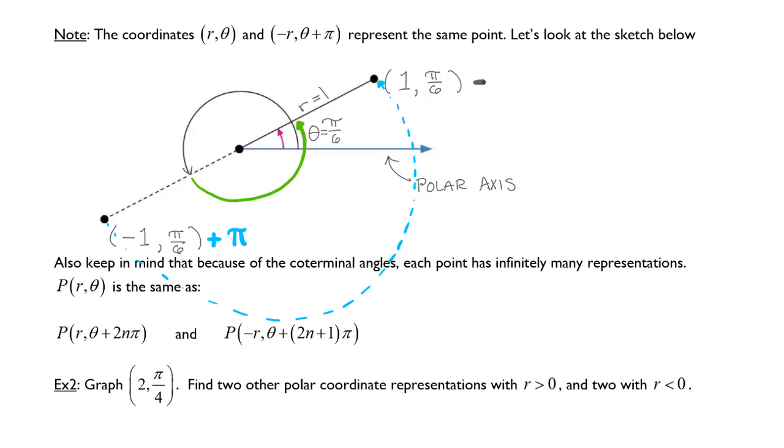So we can say that this point here at 1, pi over 6 is equal to negative 1, comma pi over 6 plus pi, which would be 7 pi over 6. We could also say that negative 1, comma pi over 6 is equal to 1, comma pi over 6 plus pi.